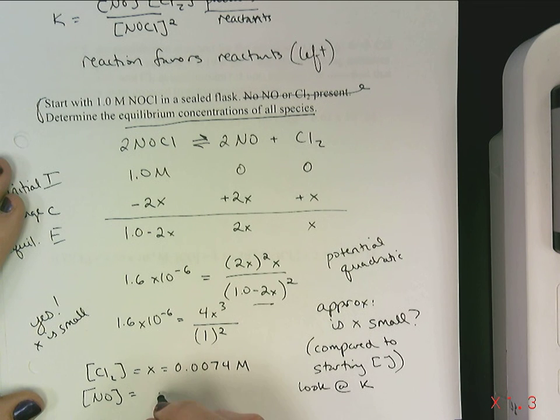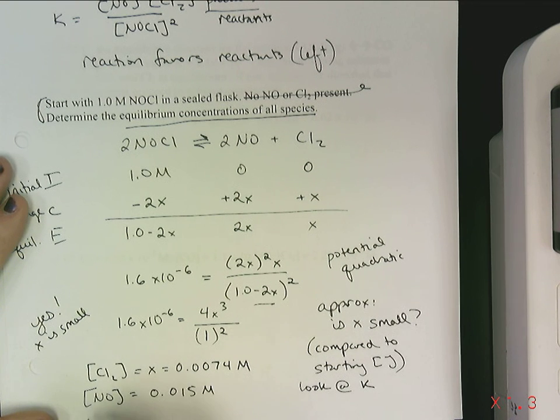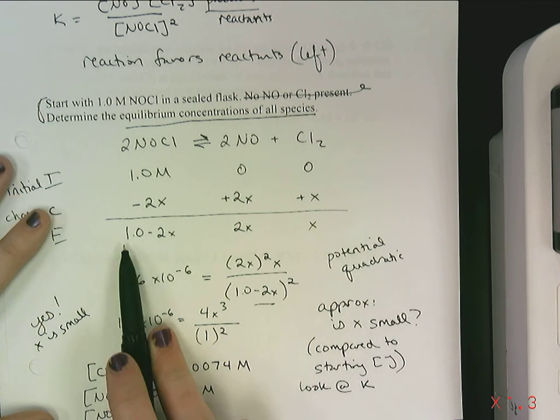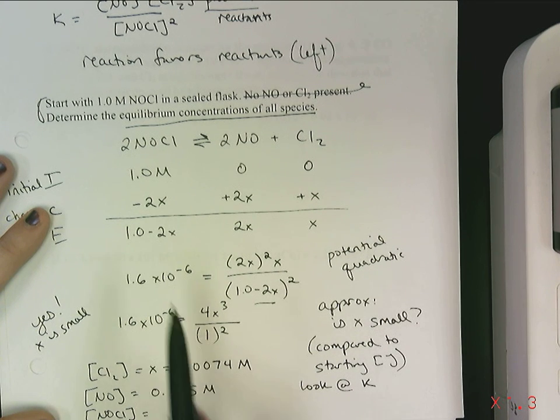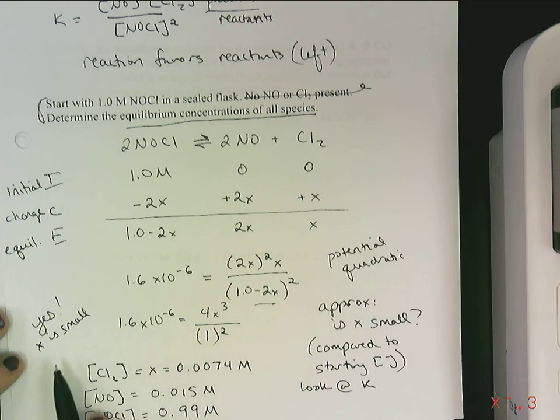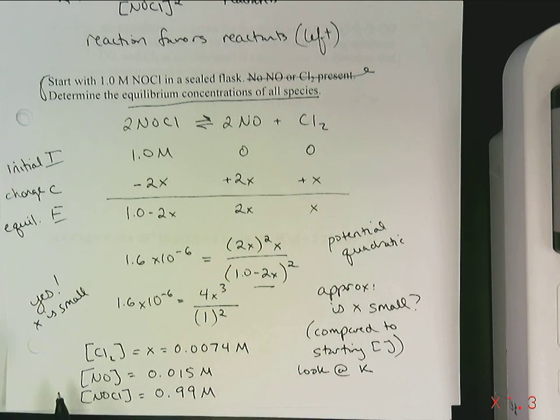That ends up being 0.015 molar. And my concentration of NaCl at equilibrium is going to be 1 molar minus 2 times x, which is going to end up being 0.99 molar. Anytime you make this approximation that x is small, it's good practice to go back and look at what you solved for and whether it was a good approximation.